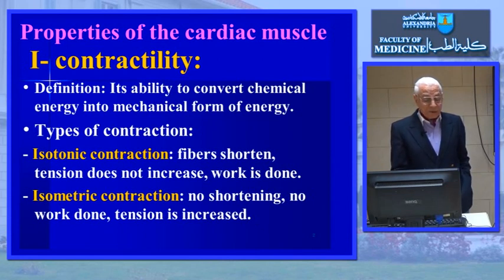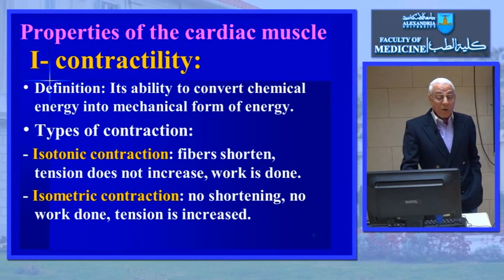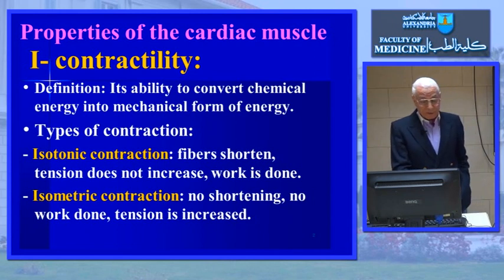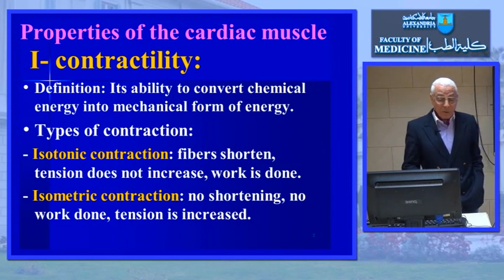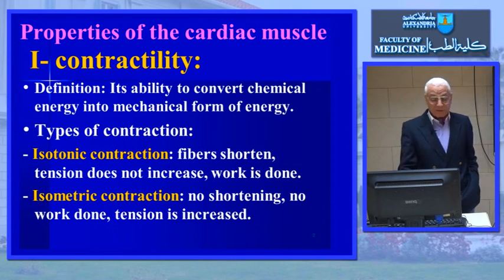This type of contraction is used to increase pressure inside the ventricle in order to overcome the pressure in the aorta or in the pulmonary artery. As the pressure in the ventricle exceeds the pressure in the large vessels, what happens? The semilunar valves open, and blood is ejected from the ventricle to the large vessel. Immediately the contraction changes from isometric into isotonic, where there is work done, which is pumping blood to these large vessels, and the fiber gets shorter to pump the blood.